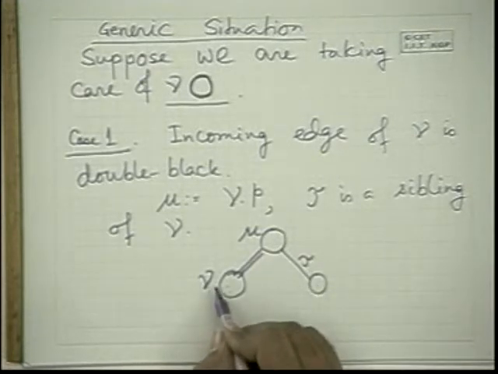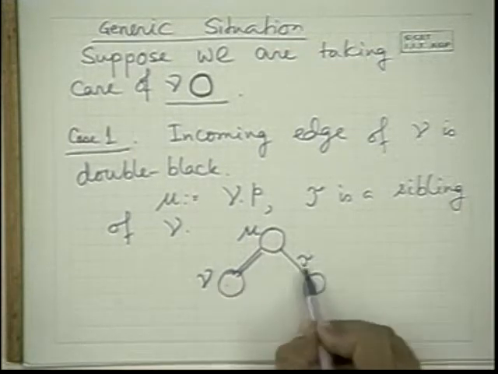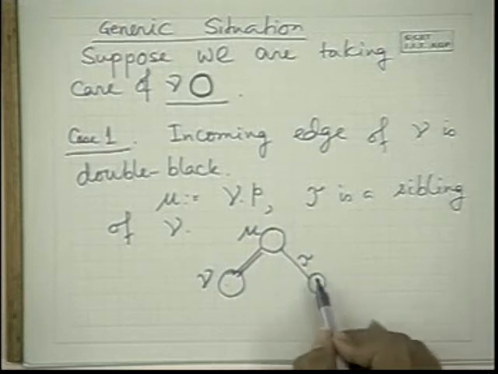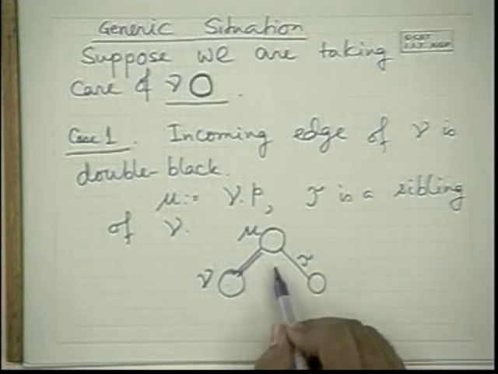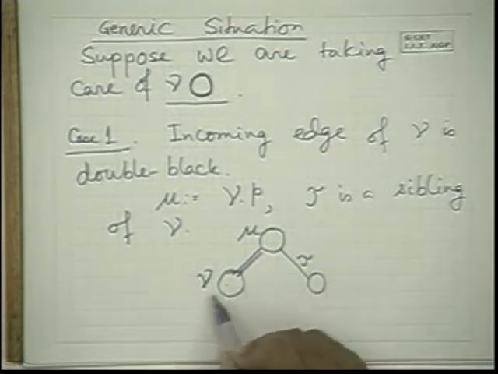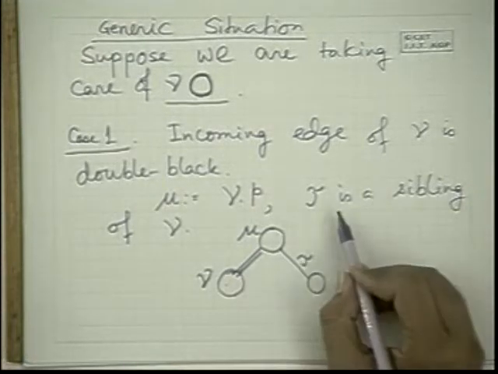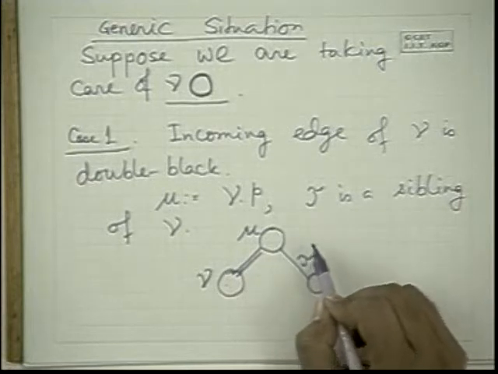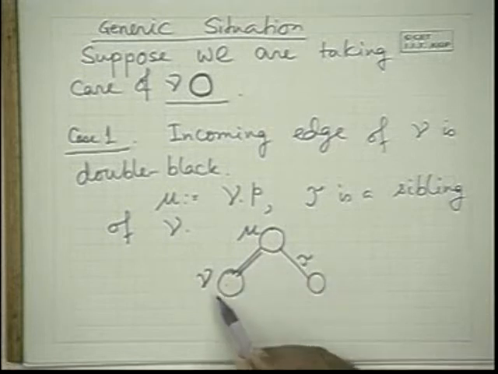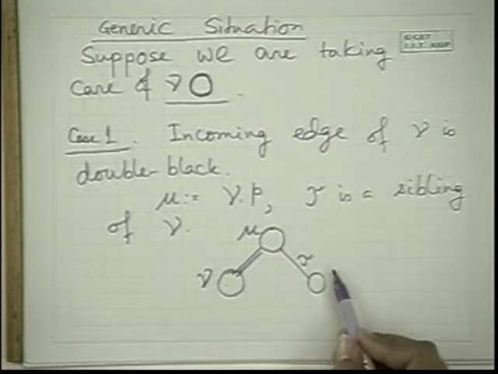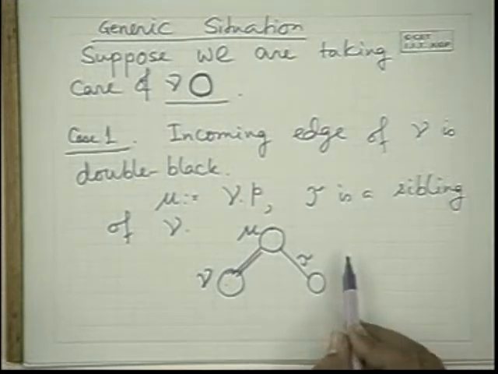Yes, the sibling of nu is tau. What is the meaning of sibling? They have the same parent. Some of you have a misconception about the sibling, it seems. Sibling means they have the same parent. So tau is the sibling of nu. Now the situation can be just the other way also, like this can be the right child and this can be the left child, but that will be the symmetric case. So if we see only this case, you can take care of the other cases also.